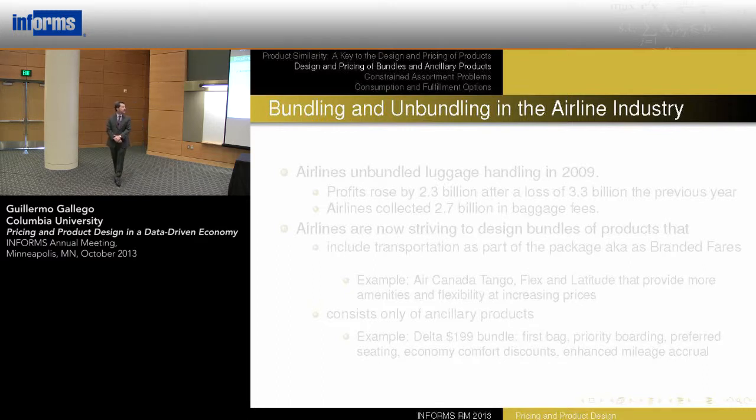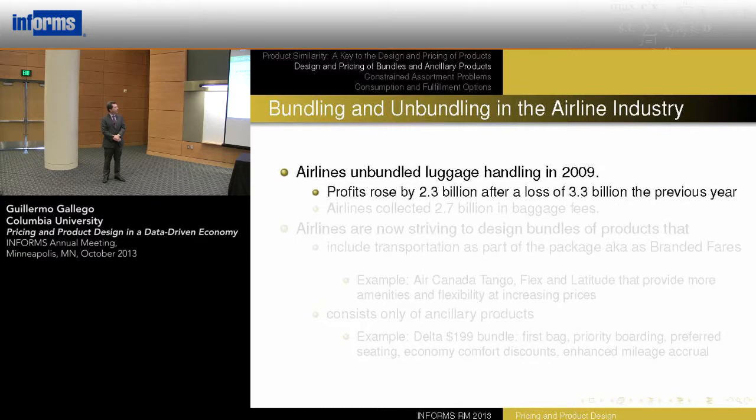The airlines unbundled luggage handling in 2009. As you know, many of you are paying. How many of you paid for luggage handling coming in? Only a small fraction of you. Okay. So it tells you that if you're flying domestic for a short period of time, then a lot of people prefer not to have that bundled. And so that unbundling had a significant impact because profits rose by $2.3 million that year after a loss of $3.3 billion the previous year. And airlines collected $2.7 billion in baggage fees. So you can see that without those baggage fees, it's unlikely they would have made a profit.